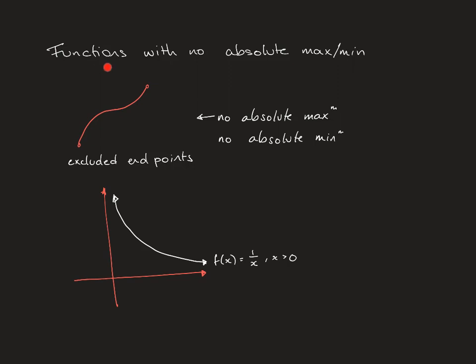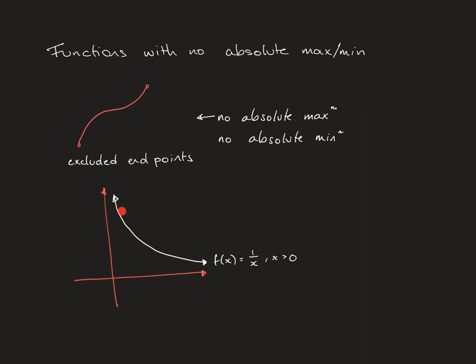Now not every function has an absolute maximum and an absolute minimum. So for example, this function here has excluded endpoints. And so there's no clear absolute maximum value. We know that it approaches a particular value, but we don't actually have a maximum value, and we also don't have a minimum value here.